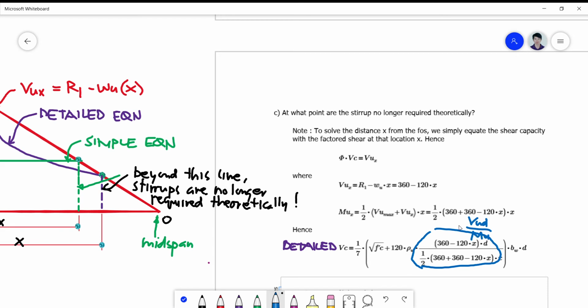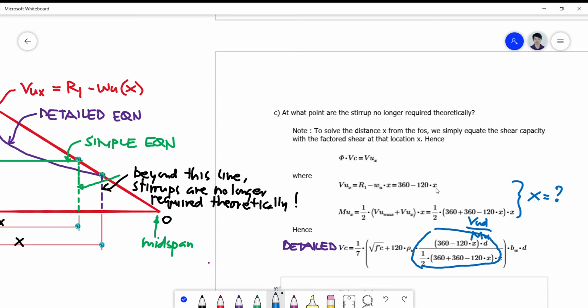Of course, we take note that your values of VU and MU must be computed at an unknown distance of x, which is the required variable in this particular problem. So we cannot get an absolute value for your VUX and MUX. Rather, we will have a value in the form of a function of x. So VU at x distance is simply R1, which is 360, minus 120x.